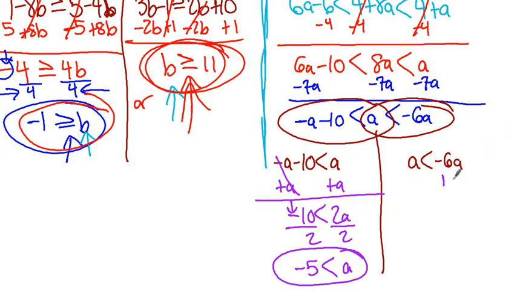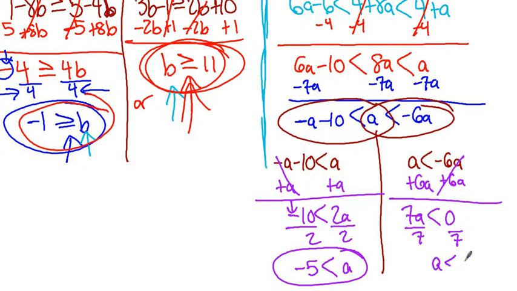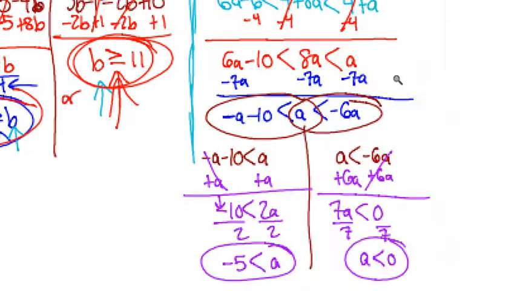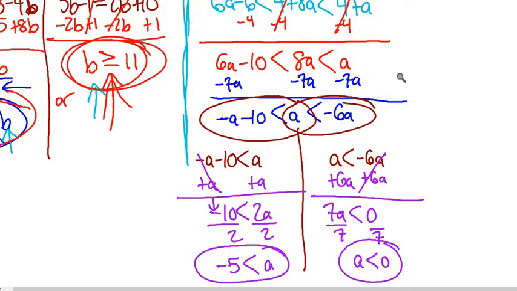Over here, let's move all the a's to one side. So a plus 6a would be 7a, and on the other side we have 0. If we divide by 7, we get a is less than 0. So now let's try to graph this, and we'll see why this is called an AND statement. Remember these because I'm going to have to move it. It says a is less than 0 and a is greater than negative 5.